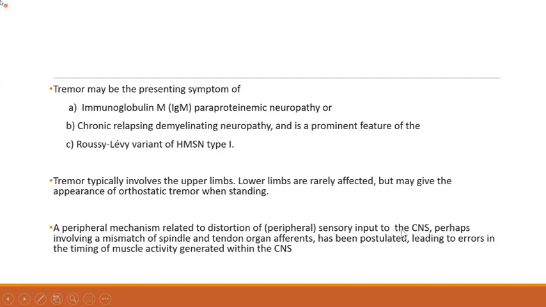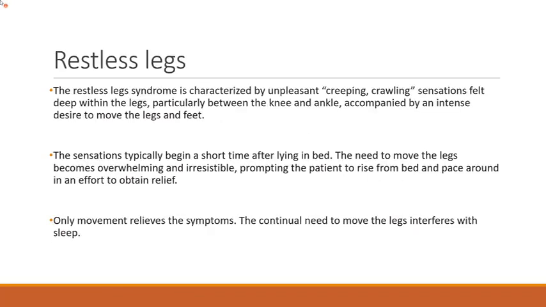Those sensory inputs to the CNS are disturbed, and there is a mismatch between afferents of spindle and Golgi tendon organs, leading to errors in timing of muscle activity in the CNS and spinal cord. This leads to the tremors in these neuropathies.